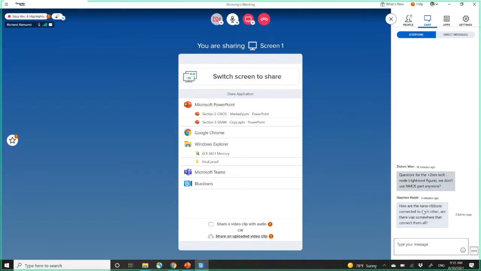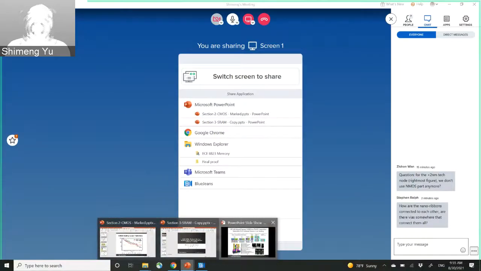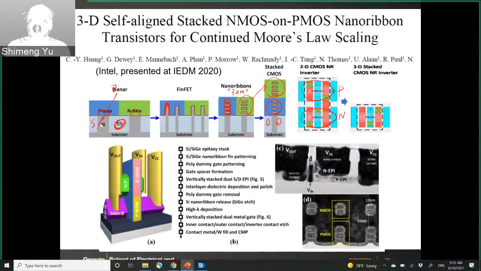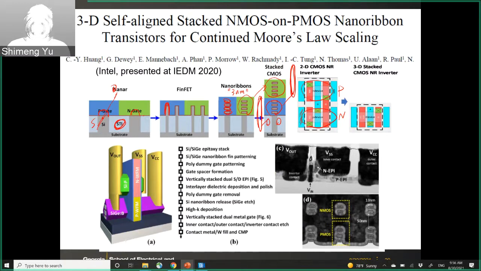Second question is, how are the nano ribbons connected to each other? Are there wires somewhere that connect them all? Yes, this is a very good question. In this schematic, we don't show that. But as we discussed, in and out of the plane, you will have the contact, maybe vertically somewhere, something like this. Or in the top view layout, you can think this is like the contact. There are like two pillars standing up, so you can collect all the sheets to those contacts.